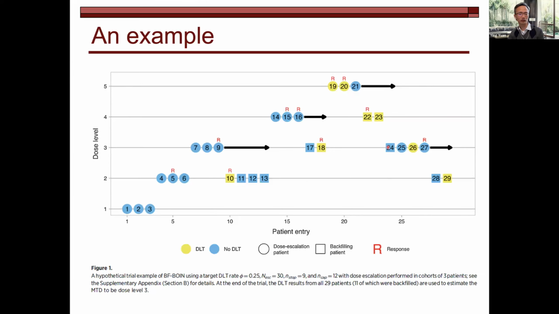At this moment, after patient 24, dose level 3 switched from a backfill dose to a dose escalation dose. But again, those are just labels for which dose is for the next cohort and which dose is for backfill. So this illustrates the process of how backfill interplays with dose escalation. I hope this gives you a better idea of how this works and how the rule plays out in a potential trial.